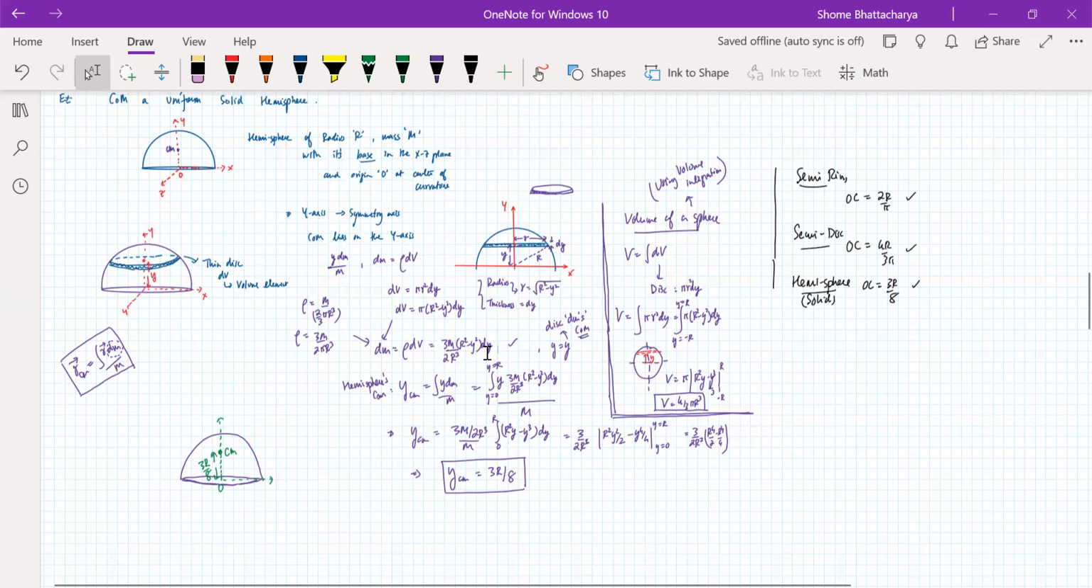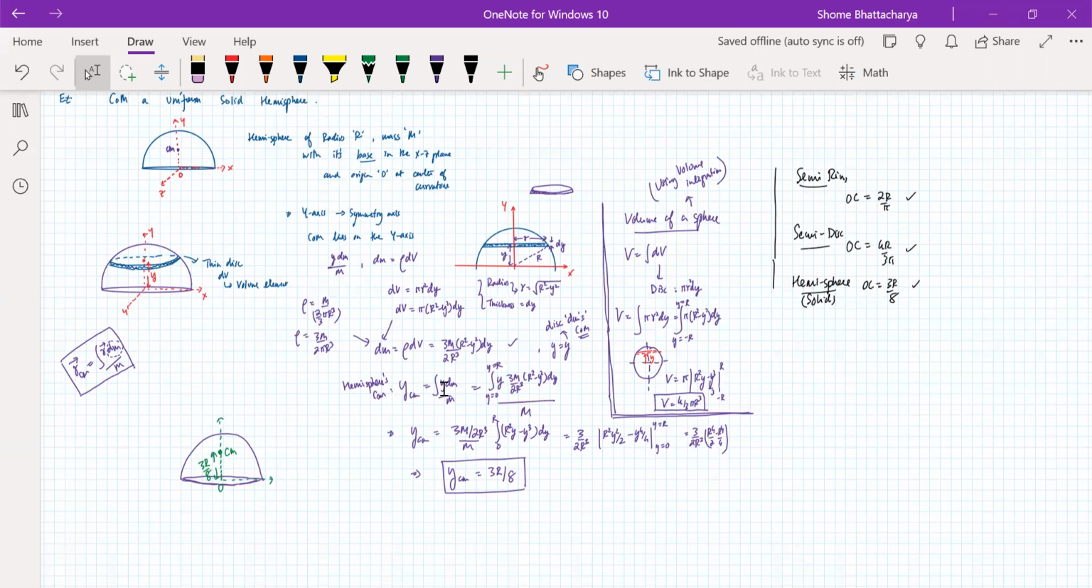Now we want to substitute this dm in the formula for position of center of mass, which is ycm is equal to integration y dm divided by total mass. So in this, what is dm? It is the mass of that thin disk, which we'll replace with this quantity, rho dv. But what is y? Y is the y coordinate of the thin disk center of mass.